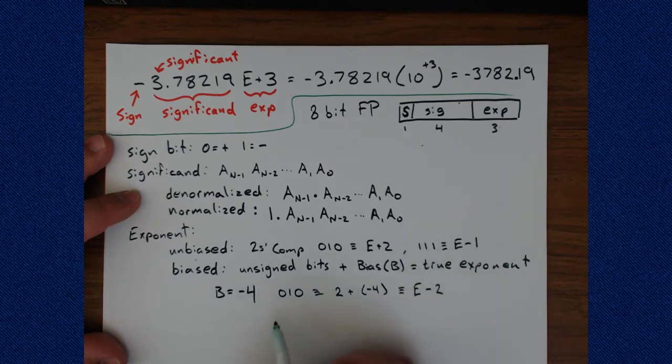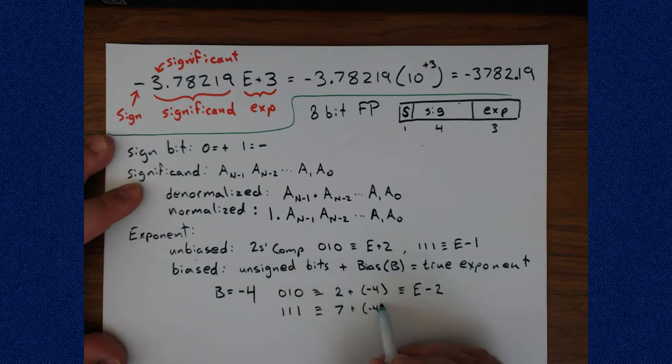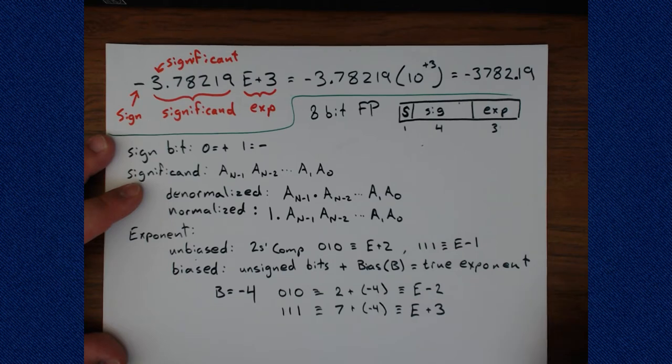Now if we use the same bit pattern here, 1, 1, 1, then this is an unsigned value. This is no longer -1. This is 4 plus 2 plus 1, which is 7. But we're going to subtract 4 from it by adding the bias. And that will give us the same meaning as e plus 3.